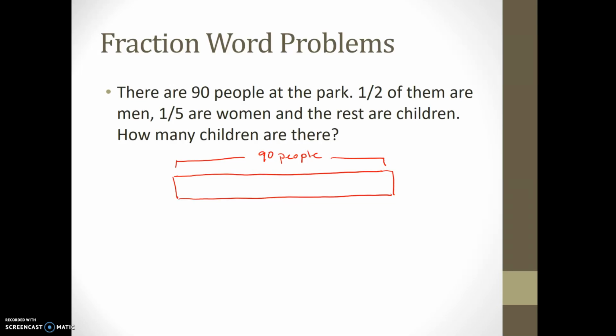Now, how am I going to mark up my bar model when I have these fractions with different denominators? I bet you guys are saying to yourself, Mrs. Chergans, we need a common denominator. And I've got a half and a fifth, so I'm going to go with tenths. Okay, so 1/2 becomes 5/10, and 1/5 becomes 2/10. So let's go ahead and divide this up into tenths first of all, and then we'll mark what portion of it are men and what portion of it are women and children.